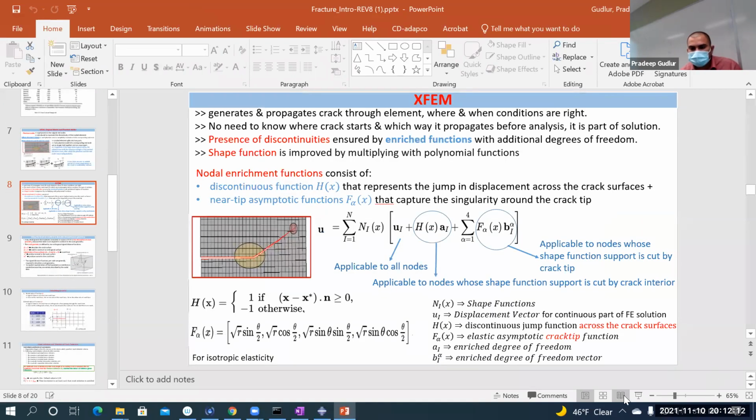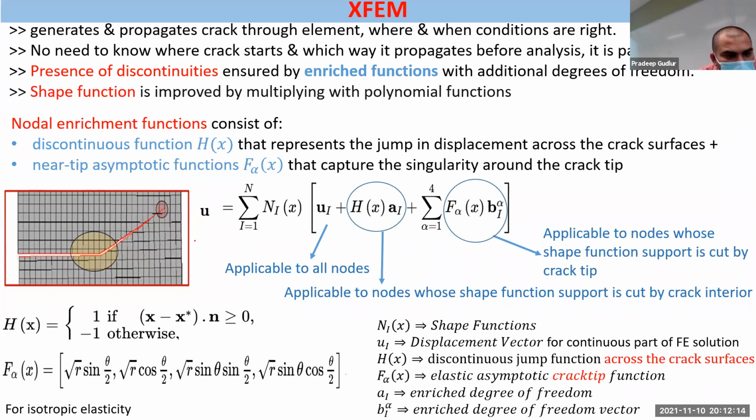So the enrichment region: at this same location, now you have two different displacements. There is a jump in displacement, and that's taken care of by these additional degrees of freedom, the Heaviside function multiplied to the additional degrees of freedom. The asymptotic function is at the crack tip. The stress singularity is taken care of by this asymptotic function, which is a function of the radius from the crack tip and the angle there at the crack.